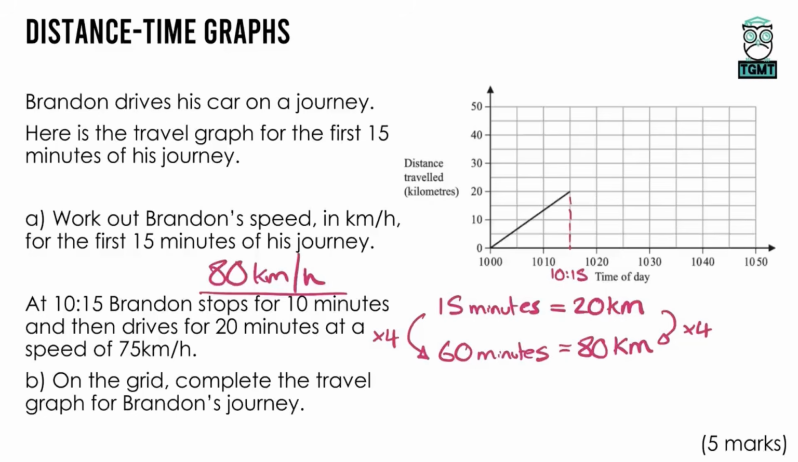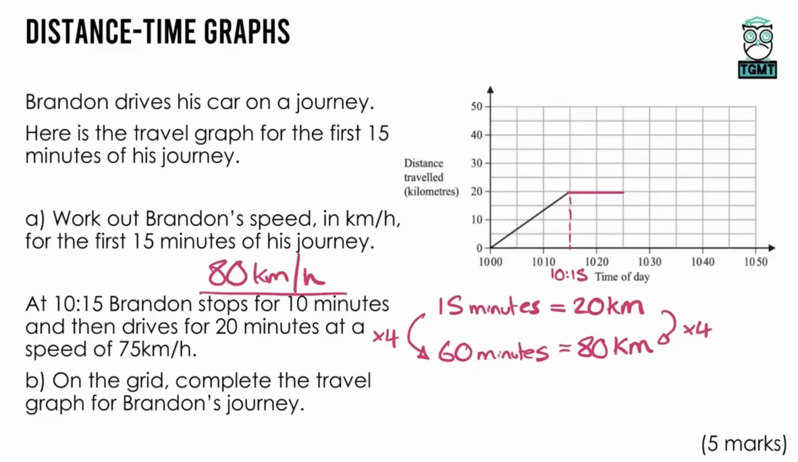It says at 10:15, Brandon stops for 10 minutes and then drives for 20 minutes at a speed of 75 kilometres per hour. On the grid, complete the travel graph for Brandon's journey. Well, if he stops for 10 minutes, each of these lines going across is 5, so that's 5 minutes, and then another 5 minutes. So that means we get to here. And then he drives for 20 minutes at a speed of 75 kilometres per hour. Now it doesn't say that he drives home, it says he continues driving.